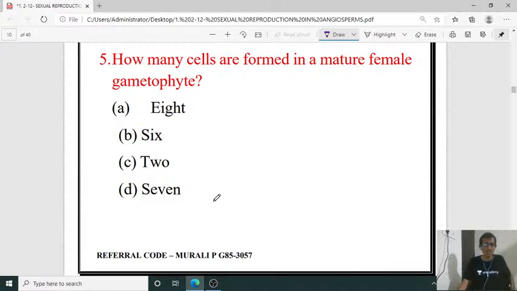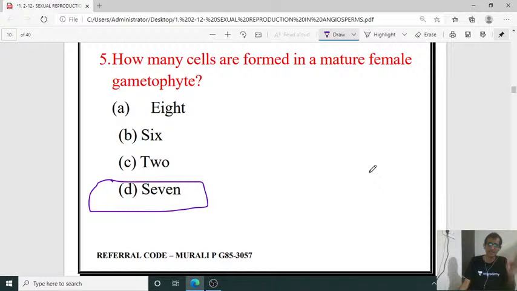So next, question number 5. Here, how many cells are produced in a mature female gametophyte? How many cells? I am talking about cells, not the nucleus. The mature female gametophyte is the embryo sac. So the total number of cells is 7. Out of 7 cells, 1 is the egg cell, second two are the synergids, third one is the central cell, and 3 are antipodal cells.